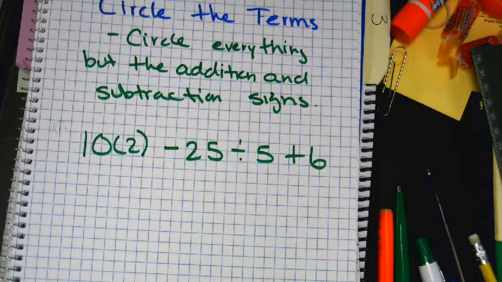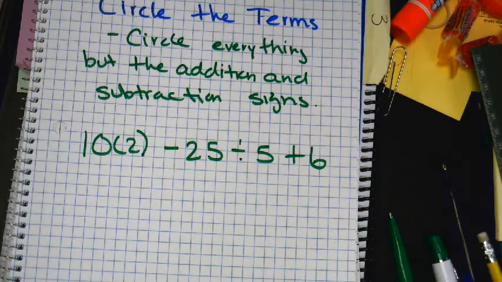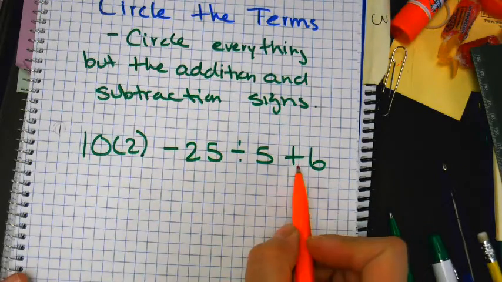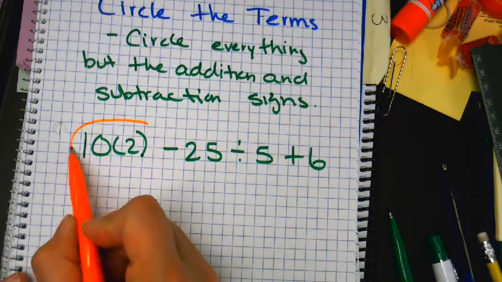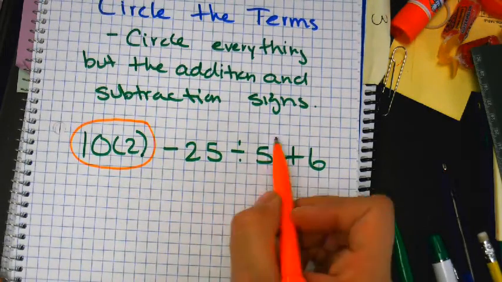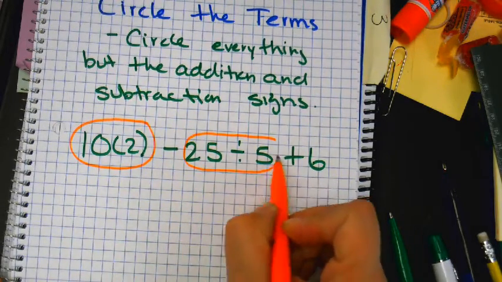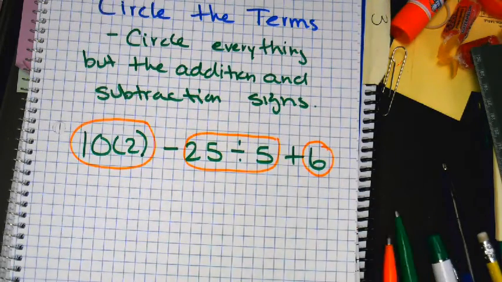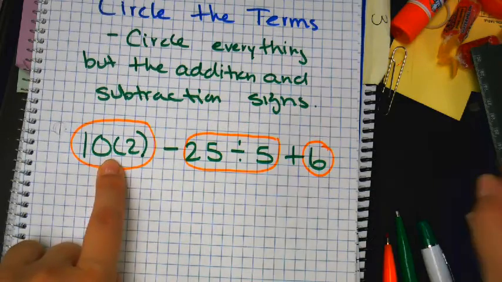Let's continue. Okay, so we're going to circle the terms. We're going to circle everything except the subtraction and the addition sign. So we start circling. This is multiplication, so it gets circled together. This is division, so it gets circled together. And then the poor little 6 just kind of hangs out by itself. Notice that the only things not circled are the subtraction and addition signs. The reason we circle is to create mini problems that we have to do.